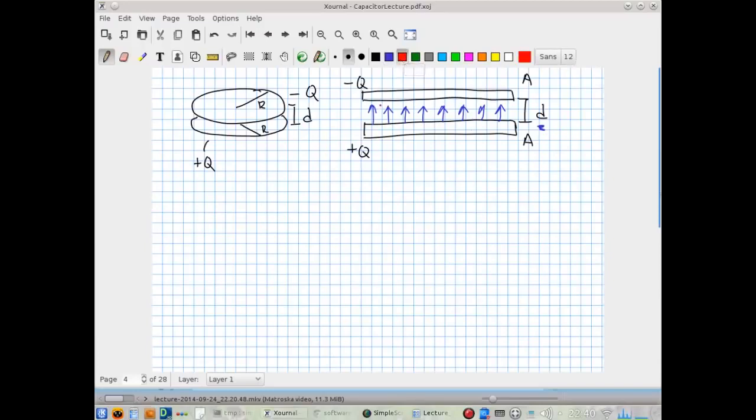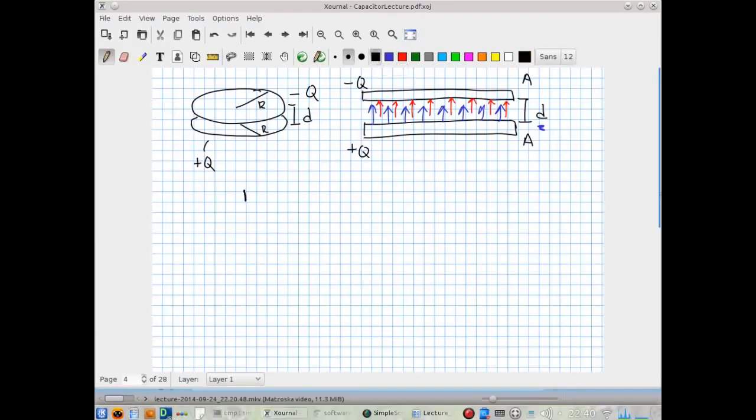Now, if we consider the same situation for the top disk, well, we also there have an electric field, but rather than pointing out from the disk, it points in toward the disk. And again, for the same reasons that the lower disk's electric field was uniform, the upper disk's electric field should also be uniform, very close to the surface of the disk.